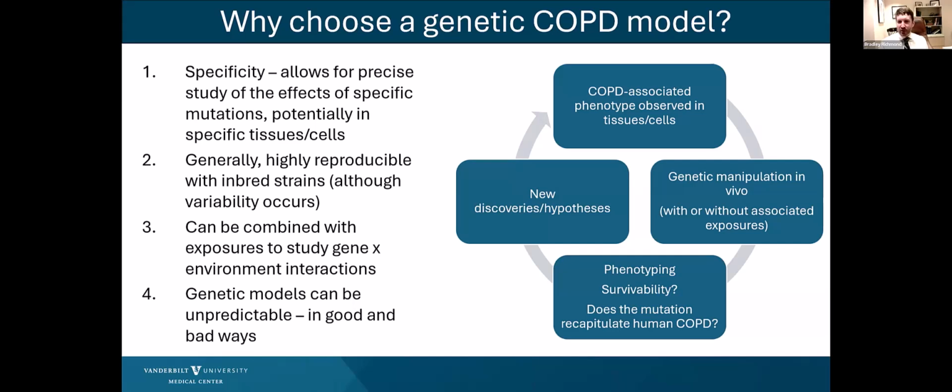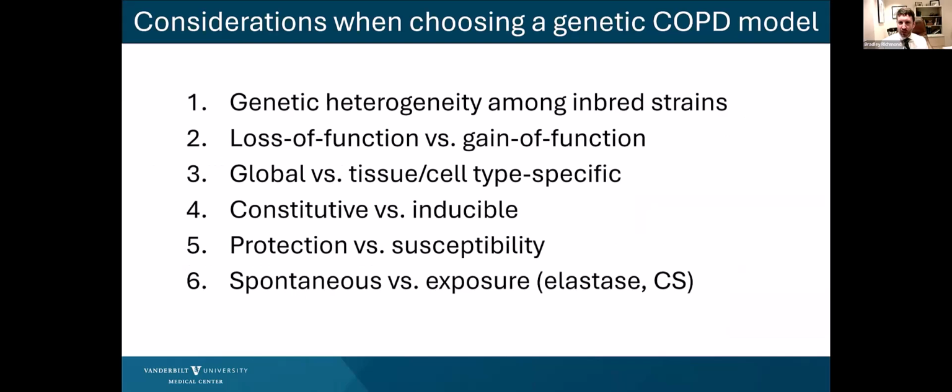The figure to the right shows the paradigm that I have of how I think about genetic models, where we typically start by making an observation in COPD cells or tissues. We make a genetic manipulation based on that observation, plus or minus exposures. We then do phenotyping, which includes, do the mice survive? An important caveat. And does the mutation recapitulate human COPD? And then more often than not, we come up with some other discovery that drives renewed hypotheses, and the cycle starts anew. So some considerations when choosing a genetic model. Remember, there's genetic heterogeneity among the inbred strains.